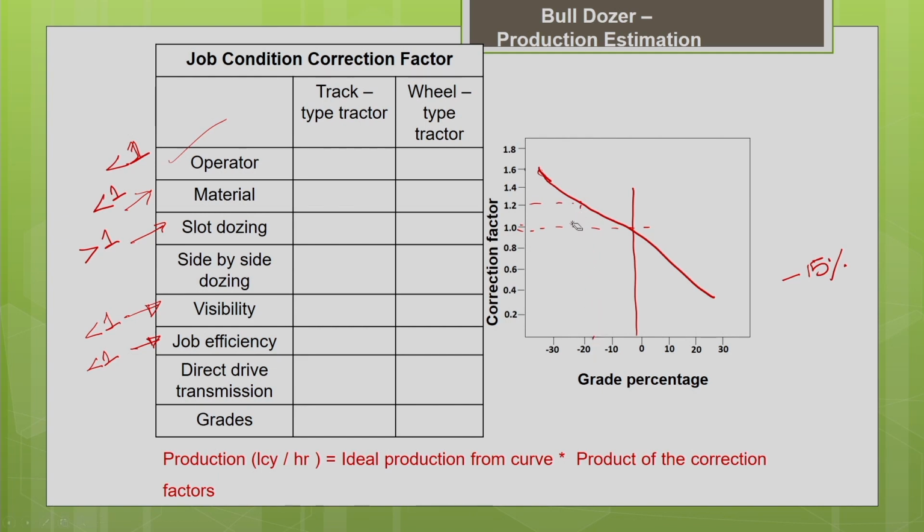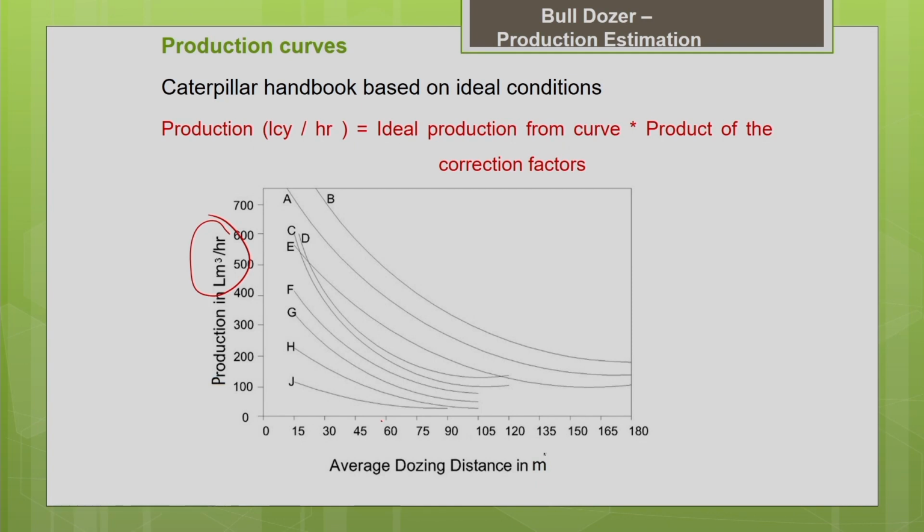These are just representative trends. You have to get the actual value from the equipment handbook. What is the value corresponding to minus 15%, you can take it approximately, and that will give you the correction factor. Obviously in this case the correction factor is going to be greater than 1, because it is going to enhance the productivity. So you are going to choose all the appropriate correction factors from the equipment handbook for this particular project condition. And you have to choose the productivity value for the corresponding model and the corresponding dozing distance from the production curve supplied by the manufacturer. If you know both these values, we can do the problem.